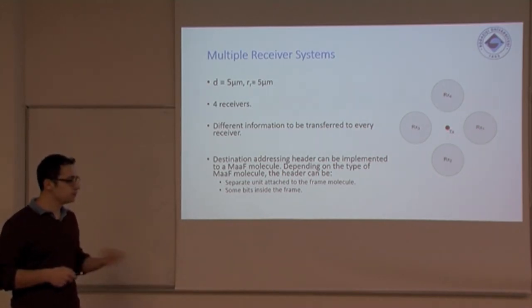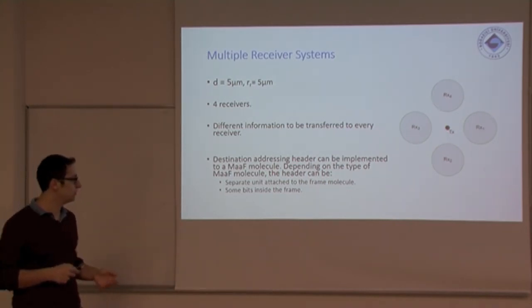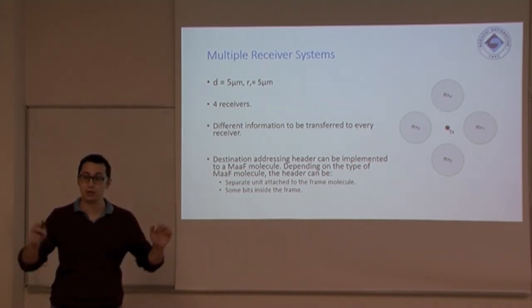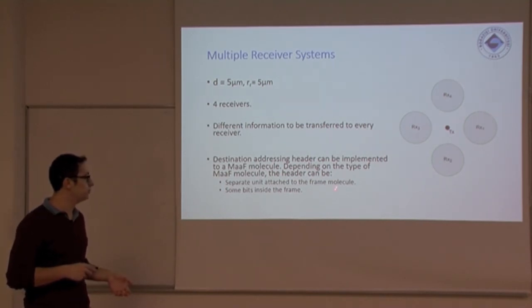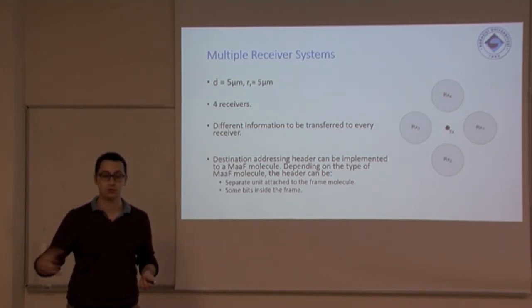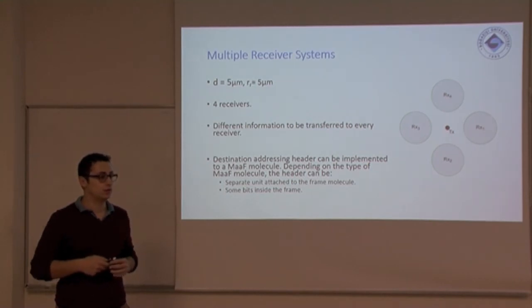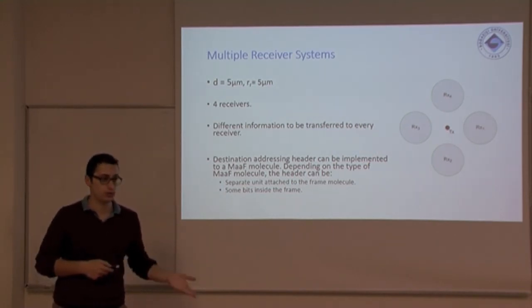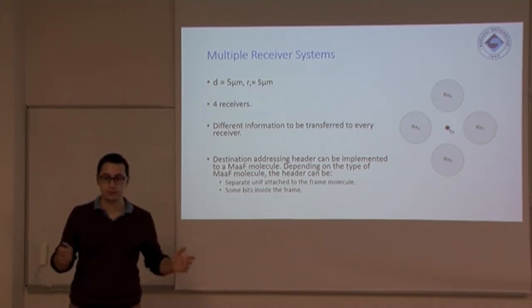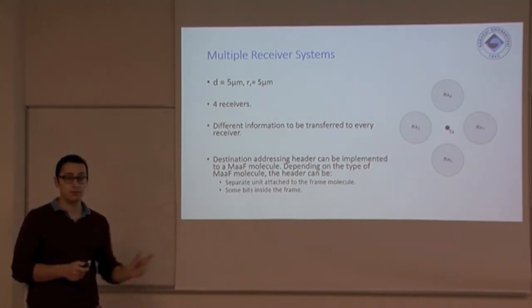So for this case, molecule as a frame can implement destination addressing depending on the type of the frame molecule that we're using. It can be a separate unit attached to a frame molecule. For example, if it's an amino acid chain, we can add another amino acid chain, or 2 amino acid chains in this case, to represent the 2-bit destination address for these 4 receivers. Or maybe, if we have another type of molecule that prohibits that, we can allocate some bits inside the frame for that.